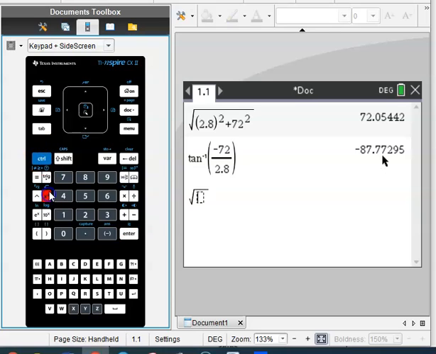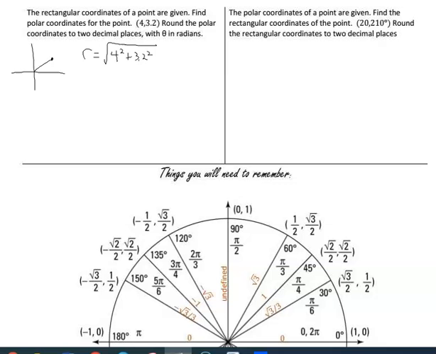So square root of 4 squared plus 3.2 squared. Oh, got some extra digits in there that the pen did. Ooh, 4 squared plus 3.2 squared gives us 5.12. So r is 5.12. And to get theta, well, theta is the inverse tangent of y over x. So that would be 3.2 divided by 4.